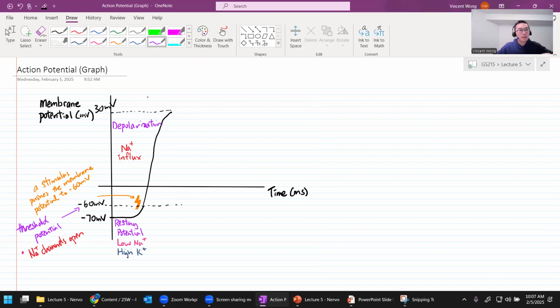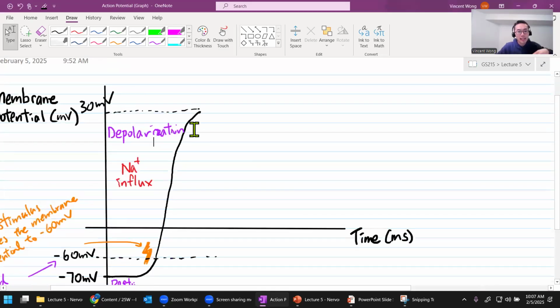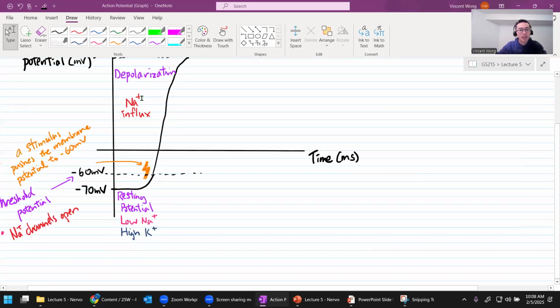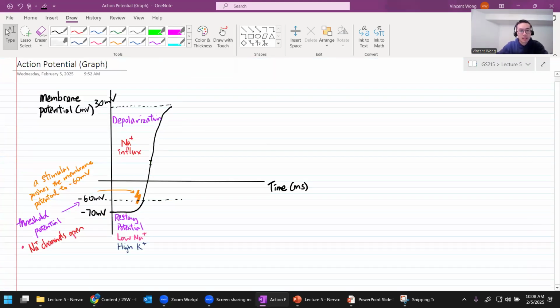Depolarization. To polarize in this context means to make it more negative. To depolarize is to make it more positive. Okay, so the rising phase of the graph is called depolarization, and it's caused by the sodium coming into the cell, or as we call it, the sodium influx.